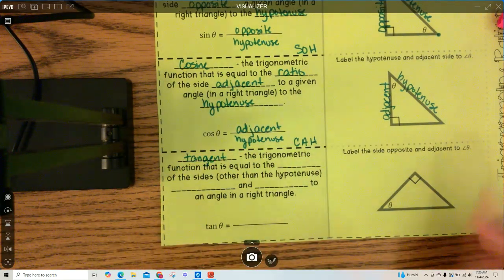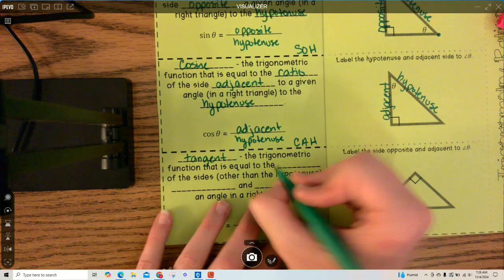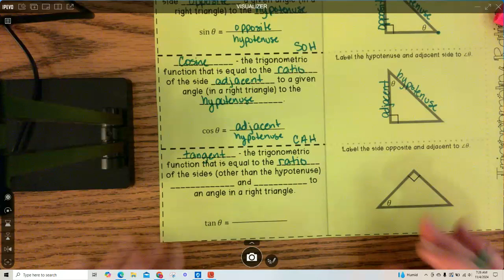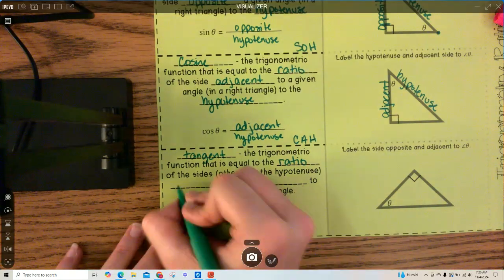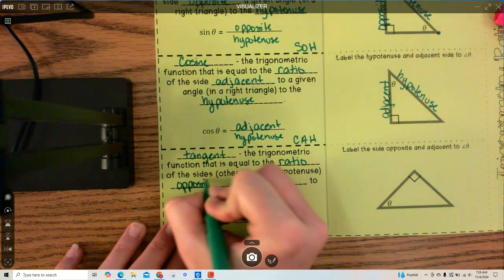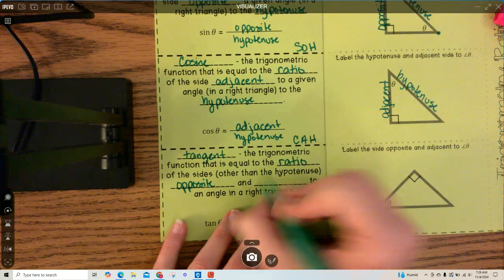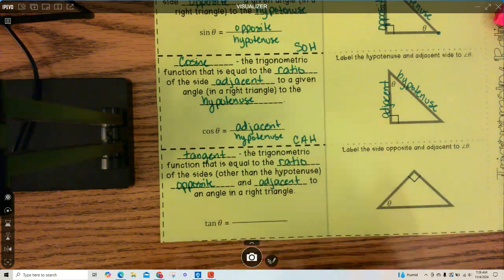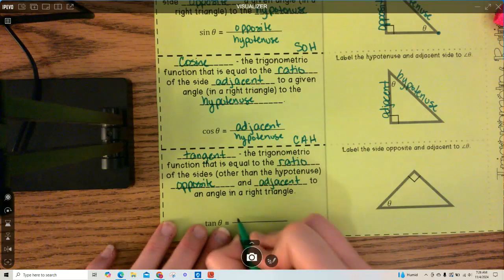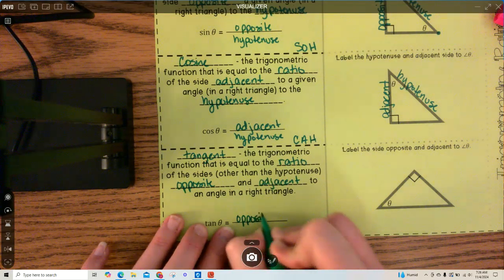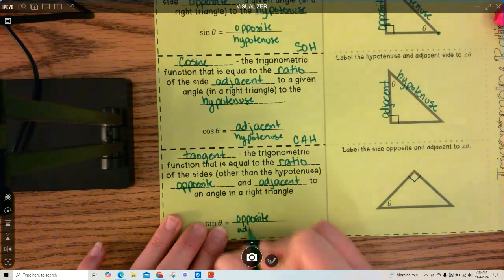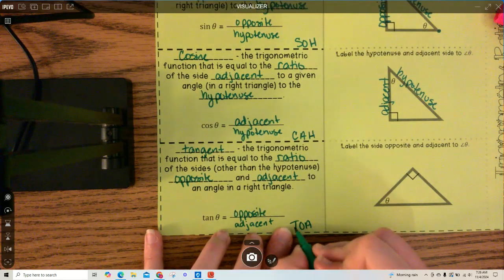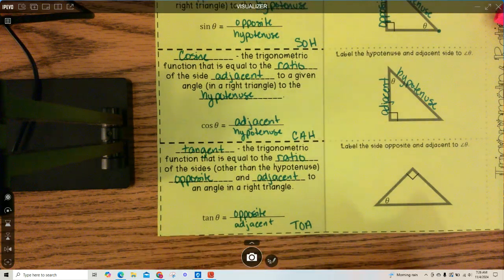Tangent is the trigonometric function that is equal to the ratio of the sides, other than the hypotenuse, opposite and adjacent to an angle in a right triangle. So this is opposite over adjacent. So we would say TOA: tangent, opposite, adjacent.